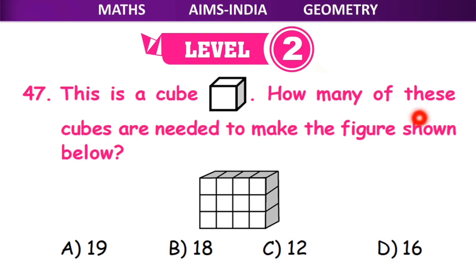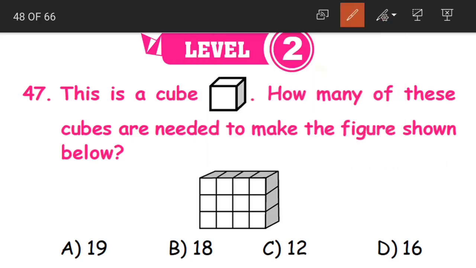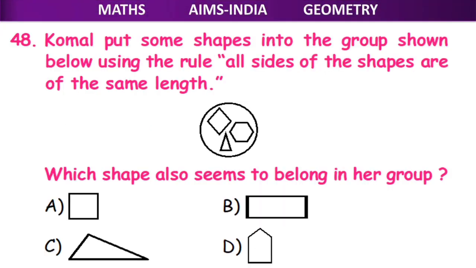This is a cube. How many of these cubes are needed to make the figure shown below? Yes, we have already discussed a similar question in the previous class. So this is 1 cube, 2, 3, 4, 5, 6, 7, 8, 9, 10, 11 and 12. So what is the total number of cubes that we use to make this figure? 12. So option C, 12 becomes our correct answer.